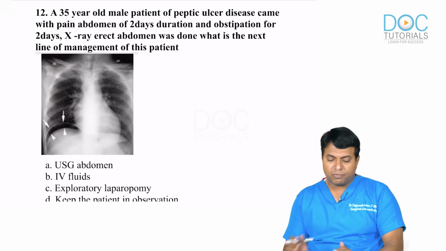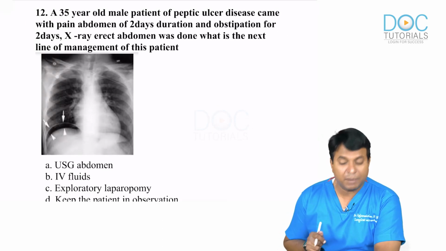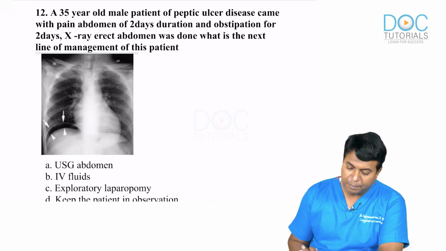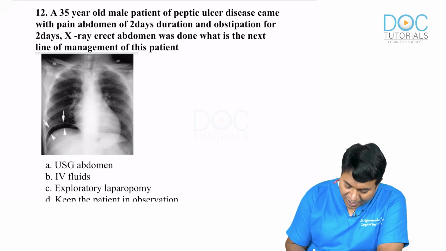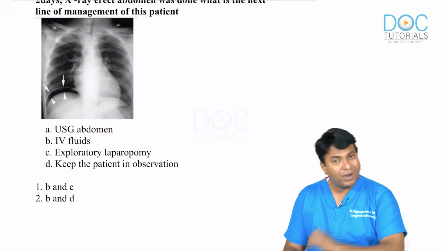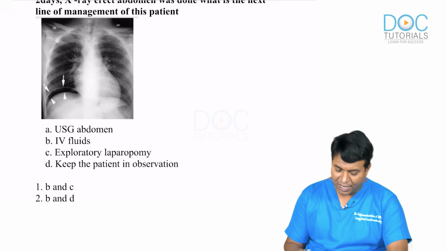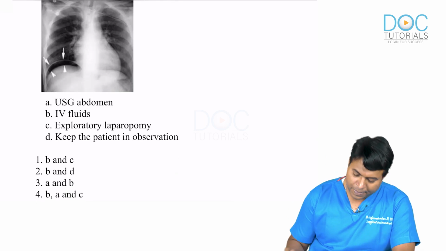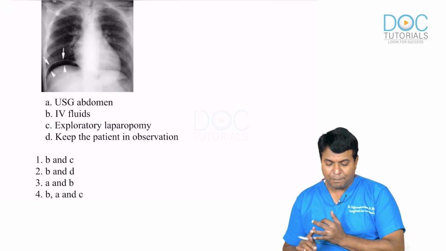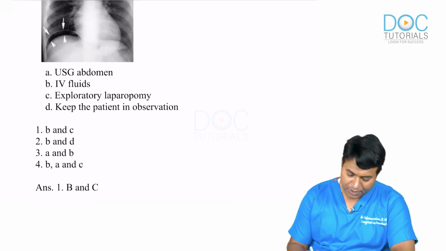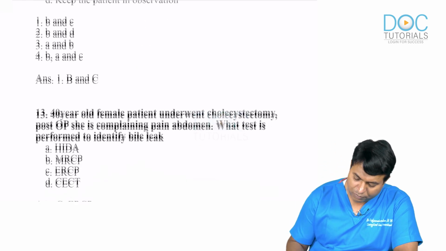A 35-year-old male patient with peptic ulcer disease came with abdominal pain for 2 days and obstipation for 2 days. An erect X-ray abdomen was shown, showing air under the diaphragm. When there is air under the diaphragm, no more discussion, we have to do laparotomy and IV fluids. So B and C is the answer for this perforation.